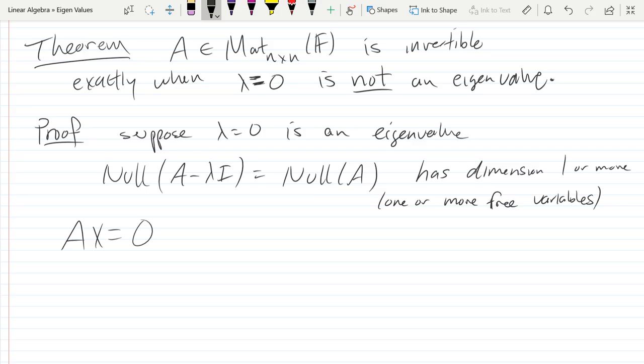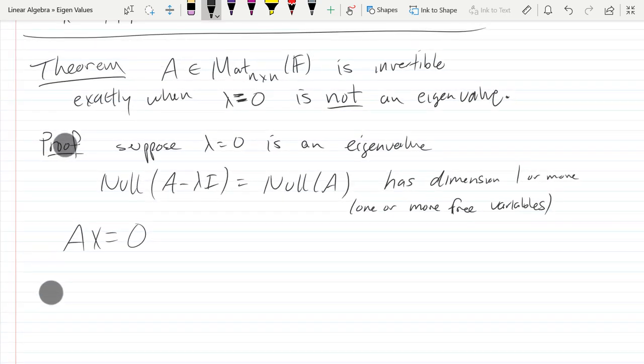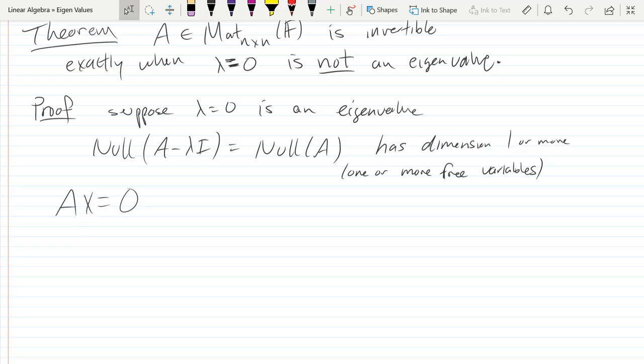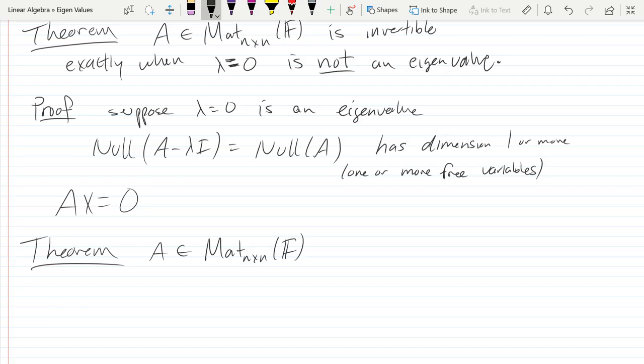Alright, and if you remember, back to that huge theorem of equivalent properties for invertible matrices, one of them was AX equals 0 has a unique solution, the trivial solution. Well, we just got non-trivial solutions right there. So our matrix cannot be invertible by that theorem. So that is how the proof works here. All right, next theorem.